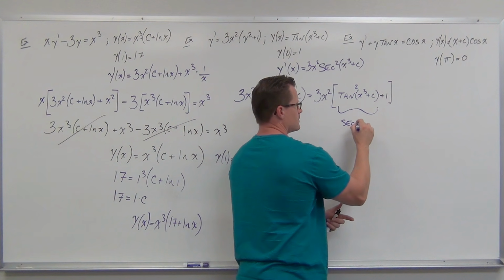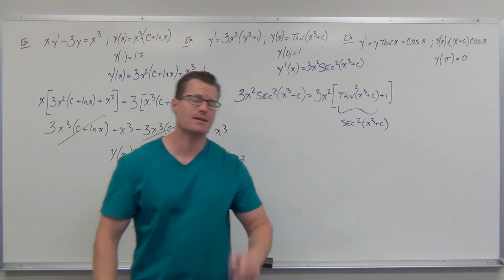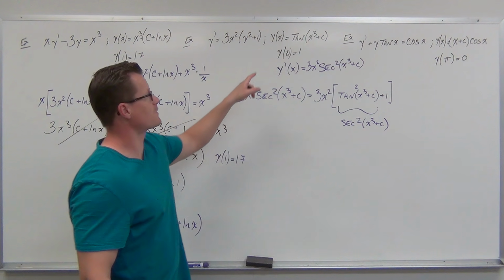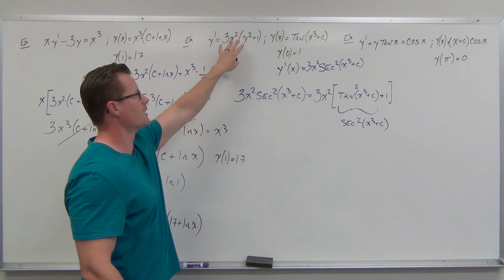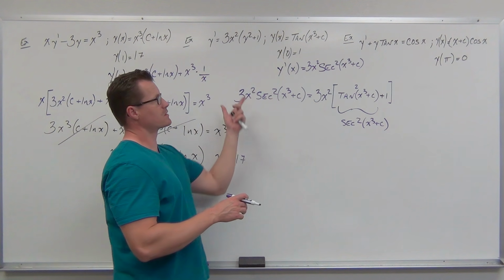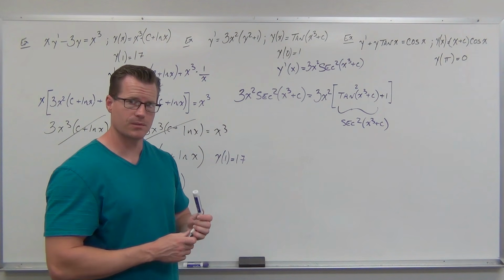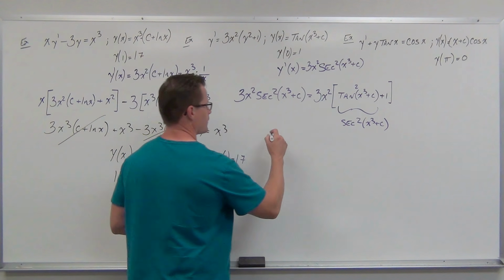This is secant squared of x cubed plus c by that identity that I just showed you. So that verifies that this is a solution to that first order differential equation. Now it's on us to find c and then rewrite our original solution as a particular solution.